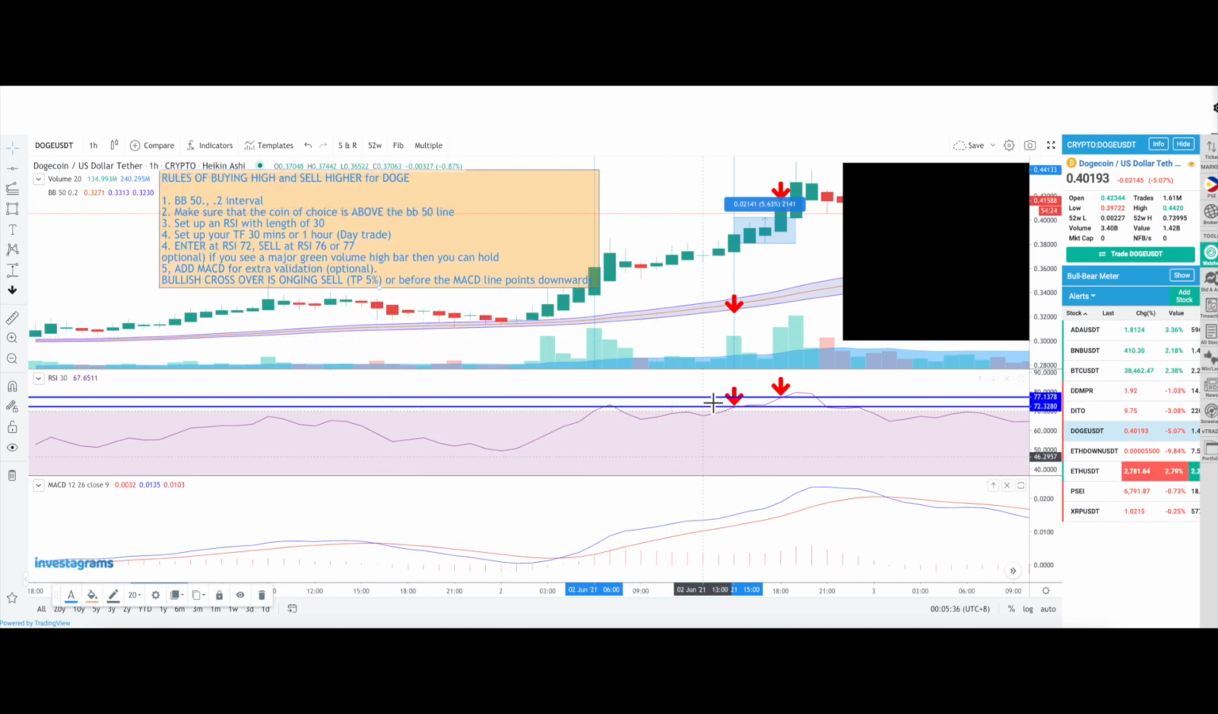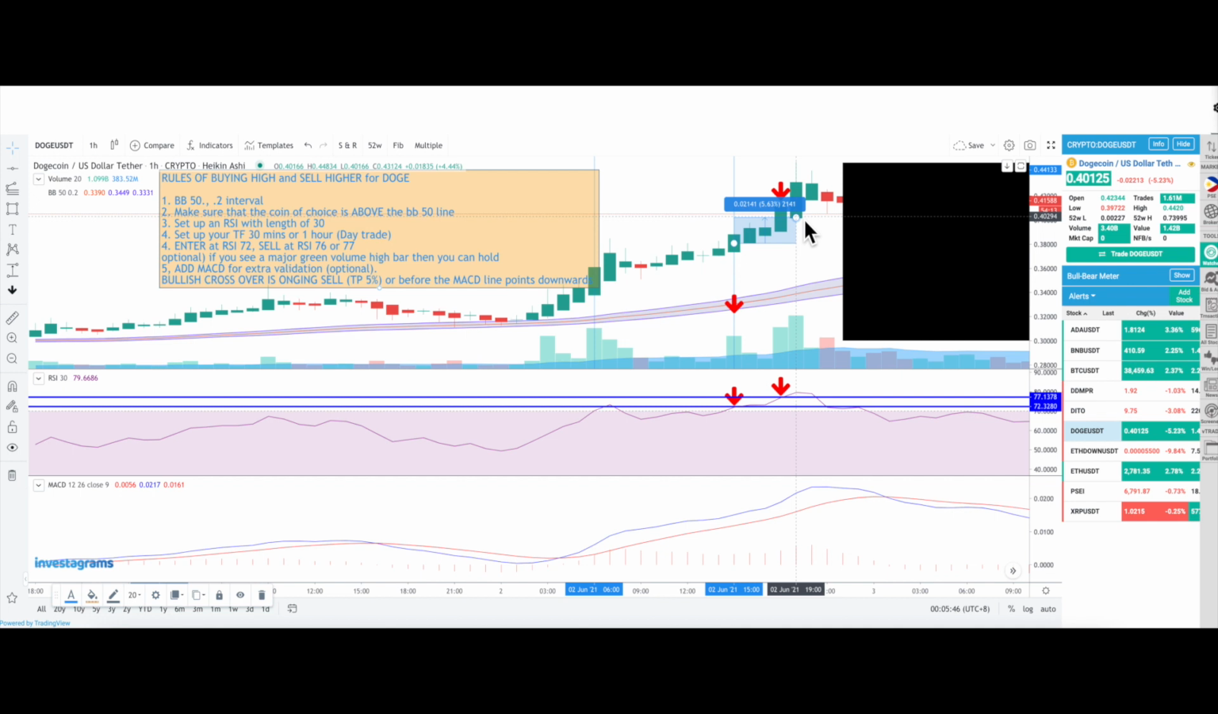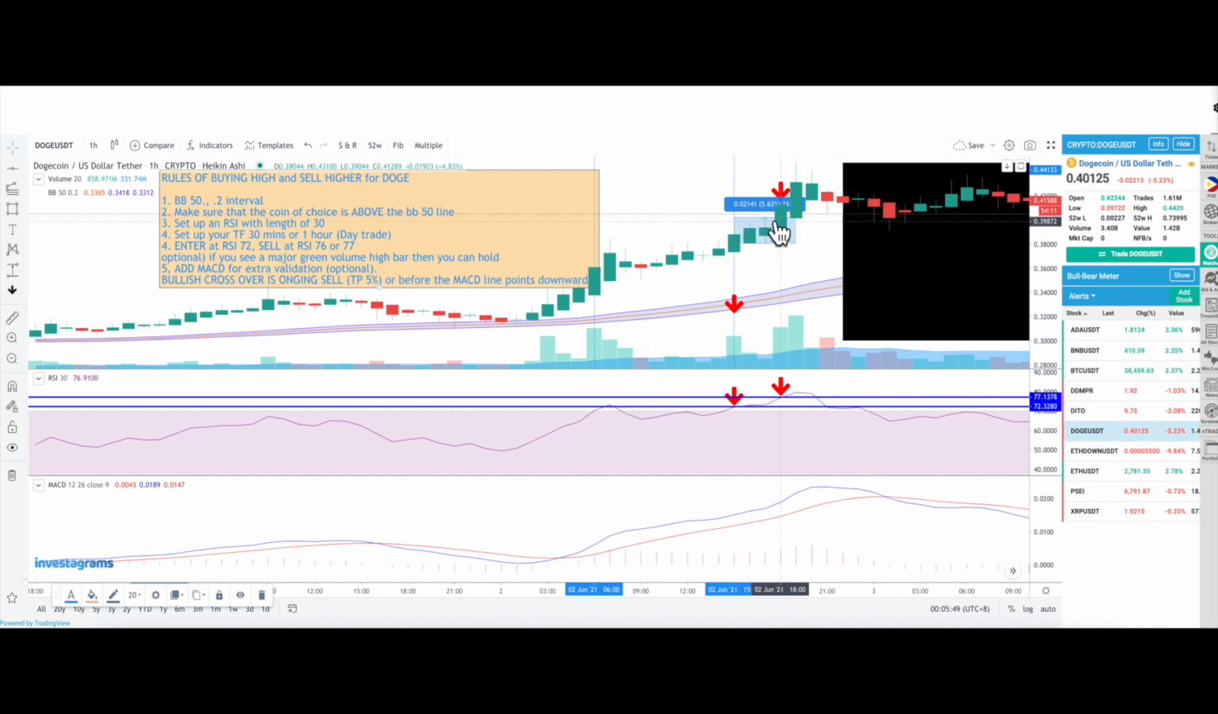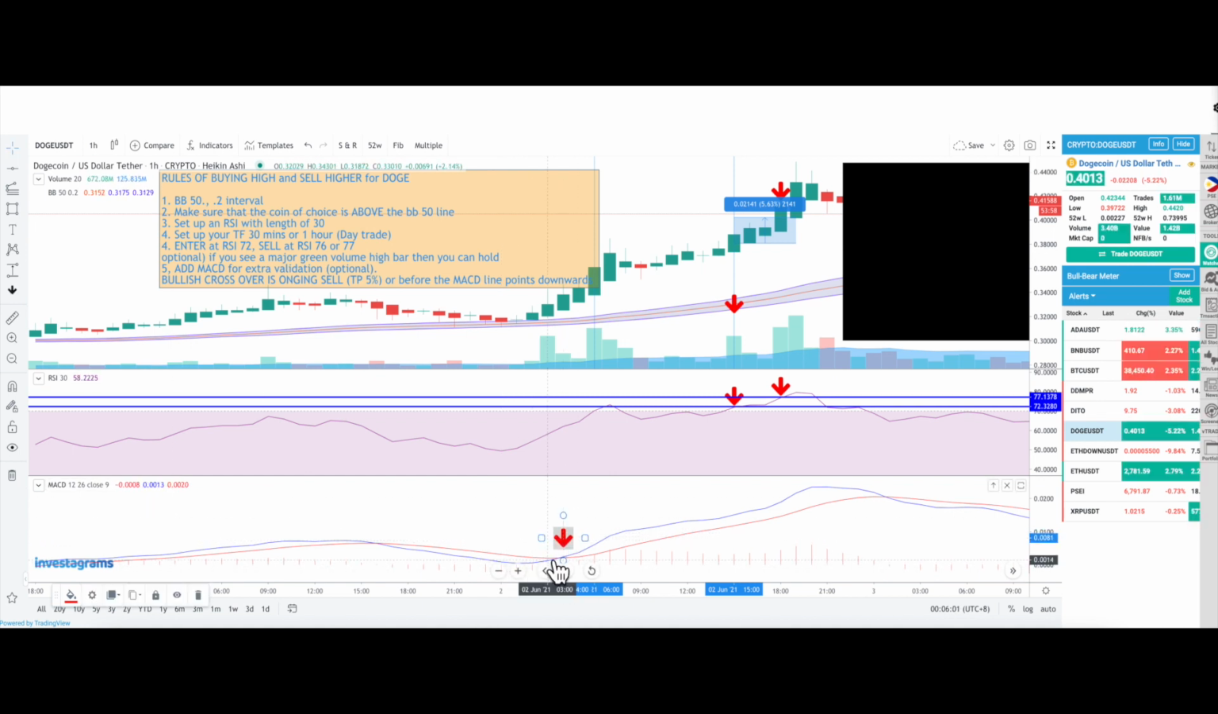So what does that mean? When you bought here at 0.36 something, and then you sold at this area, 0.40294, you're able to profit 5.63%. That is still good, right? But from a MACD perspective, this is the bullish crossover. When the MACD line crosses over from the bottom of your signal line, that is a sign of bullishness.